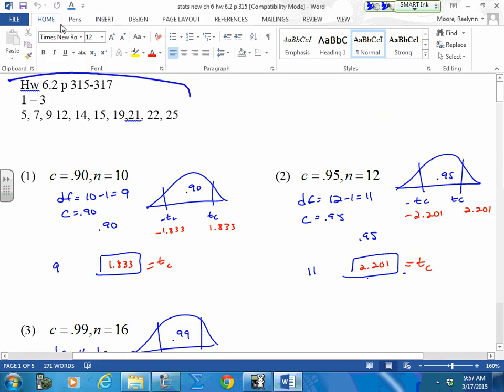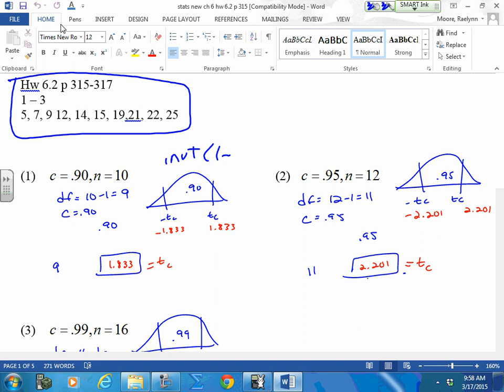Here's your homework. The first part is just asking you to look this up on your table. You're going to look up the first pieces on your table to find your t critical value. I did the sketch so that you would remember it's halfway in the middle in case you do the inverse T. If you do inverse T, then you have to do 1 minus 0.90 divided by 2 and degrees of freedom. I think it's far easier to look it up on your table.